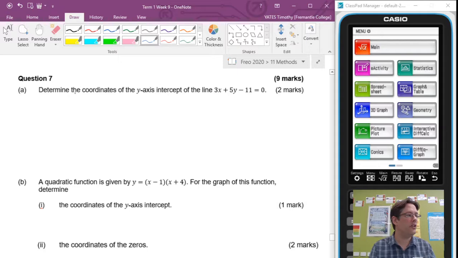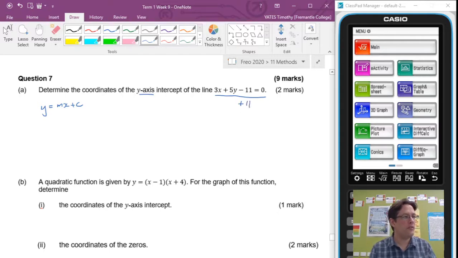It's 9 marks in total. What are the coordinates of the y-axis intercept of this line? So this is a linear equation. So what we want to do here is to change it into the form y equals mx plus c in some way, and that means we need to get y on its own. How do we do that?